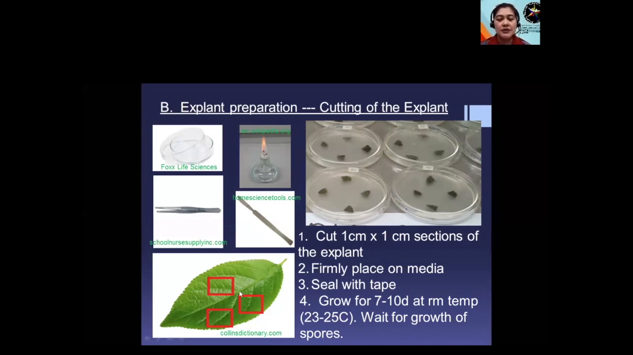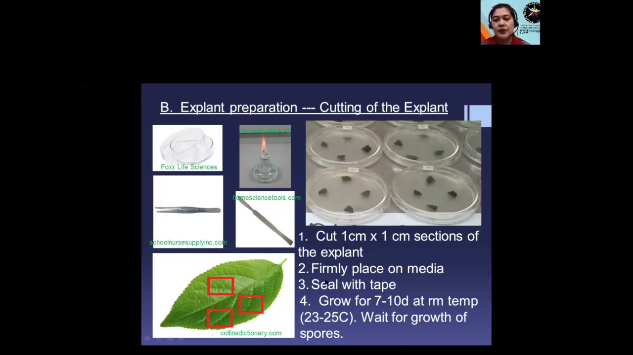Okay? So this would be your leaf. You cut it 1 centimeter by 1 centimeter sections. So isang section ito, isang section ito, isang section yan. Pero bago nyo i-cut, paki-sterilize po muna dito sa apoy natin. Okay? And pag na-cut po natin yan, ilagay po natin sa media ng ganyan, firmly. Place it on the media firmly.